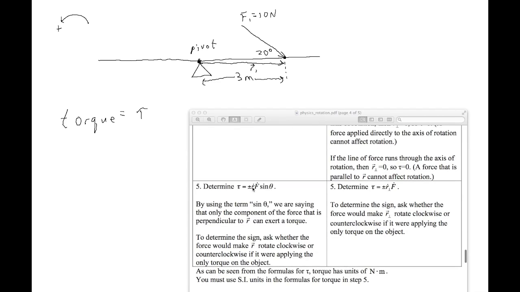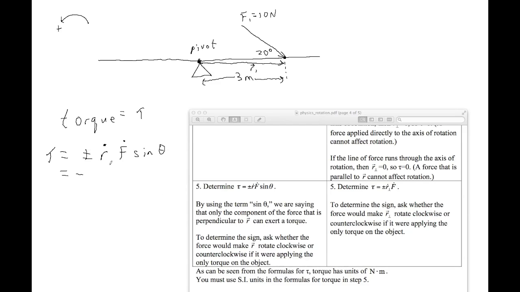Step 5, now we're ready to plug into our equation. So we've got here torque is plus or minus R F sine theta. The first thing we have to do is figure out the sign of the torque. That's something you'd already figured out on your own. You had seen that if this was the only force, it would cause a clockwise torque. But you were choosing counterclockwise as your positive direction, so you said the torque was negative. So it's good that you did that.